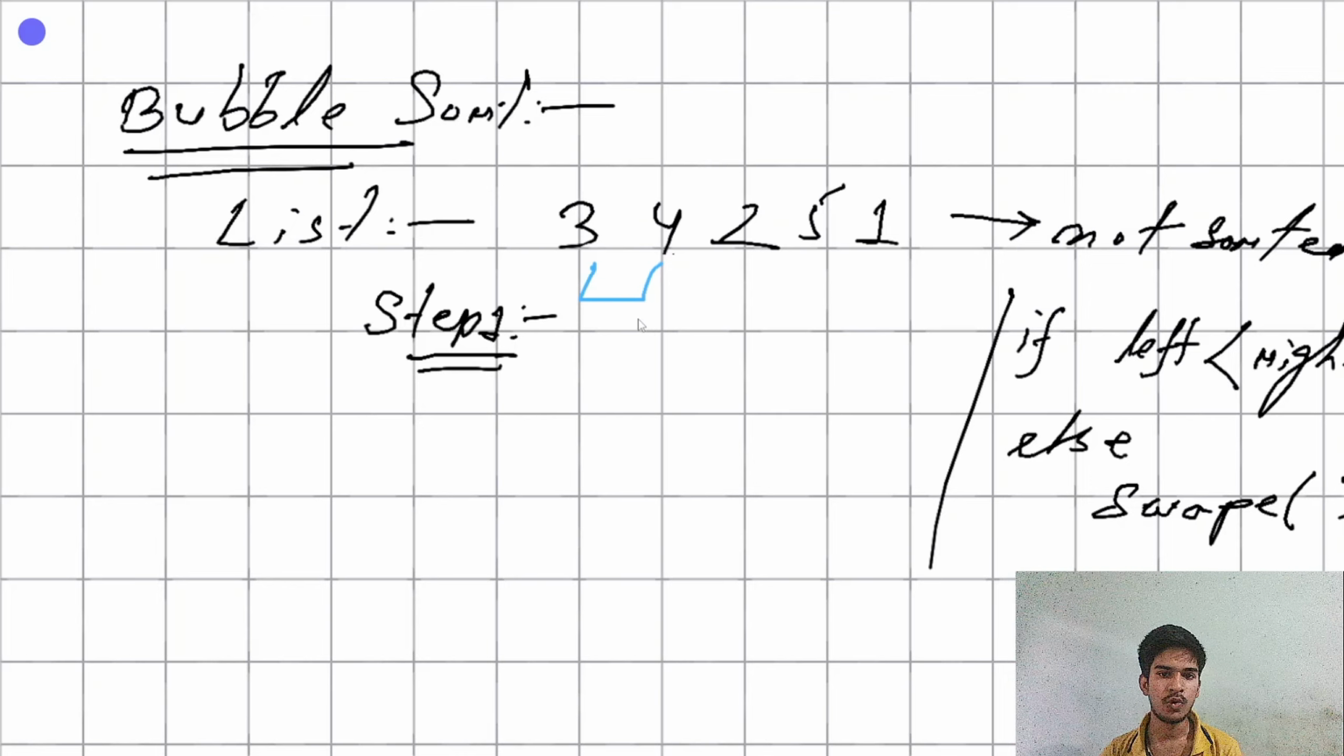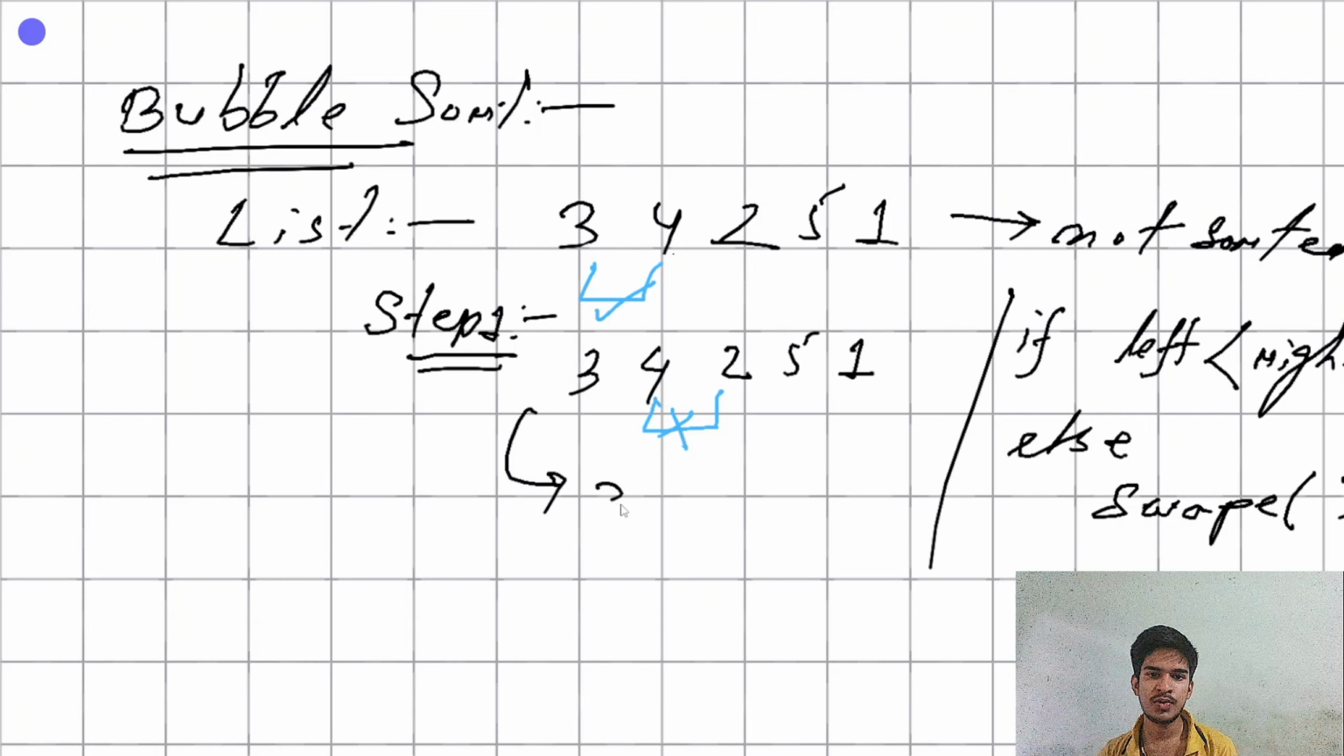So in 3 and 4, 3 is less than 4, so it is correct. So step one: first it will be 3, 4, 2, 5, and 1. Then we'll take the second adjacent elements. Is 4 less than 2? No, it's not correct. So it will become 3, 2, 4 after the swap. We'll swap these two elements.